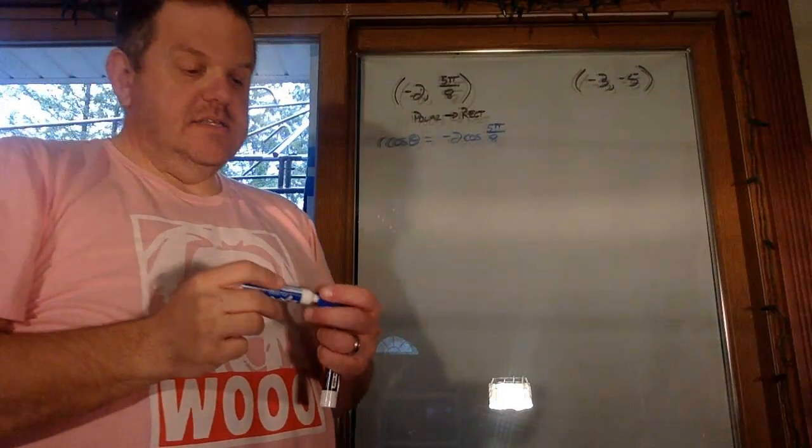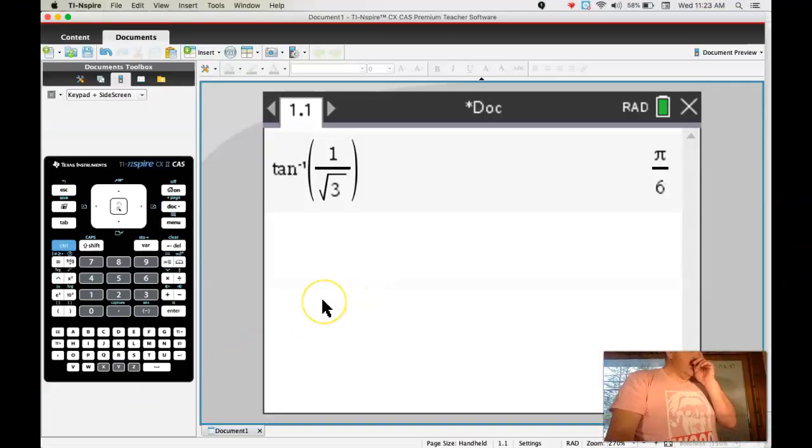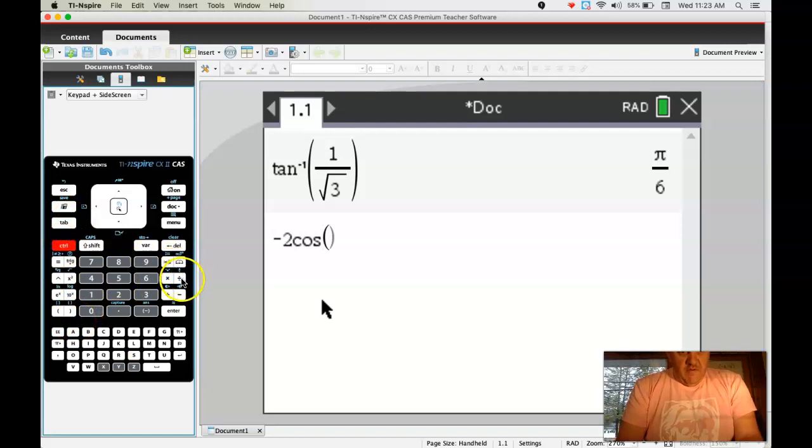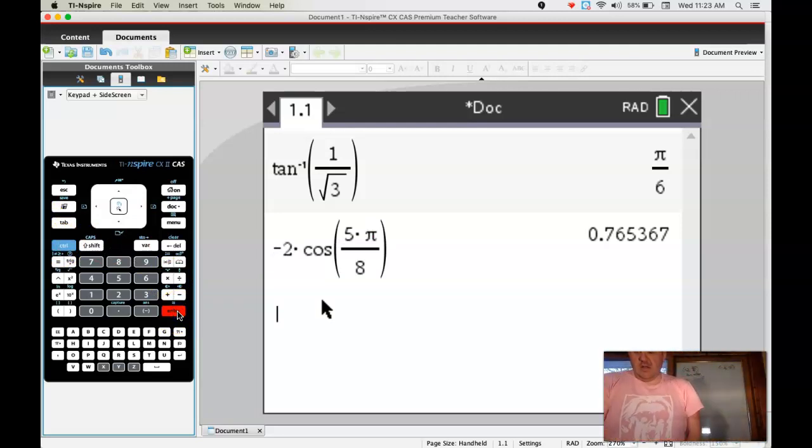5 pi over 8 is not on the unit circle. So what we have to do then is we can say -2 times the cosine of 5 pi over 8. And I can give the exact of it there. And so that is going to be 0.765.